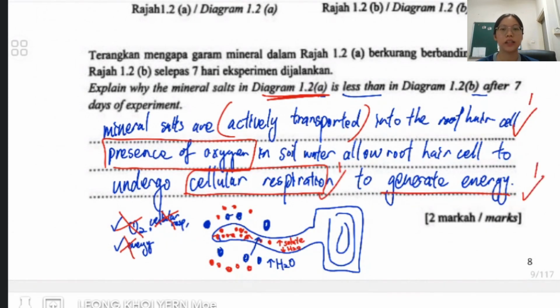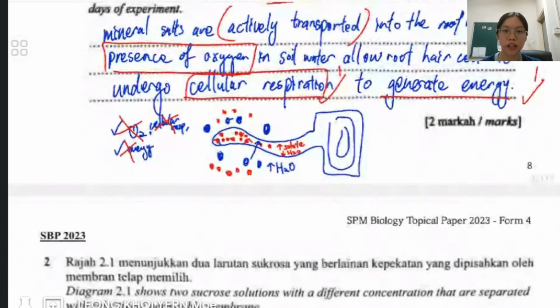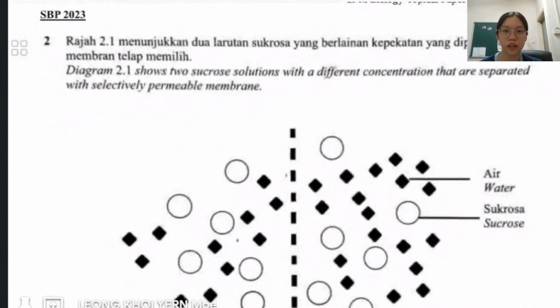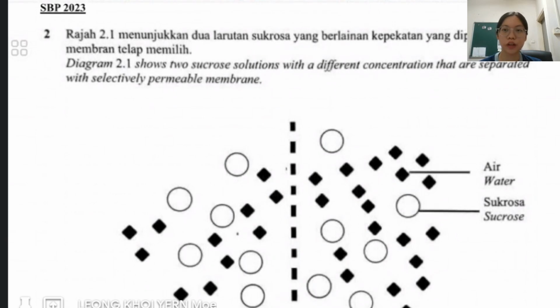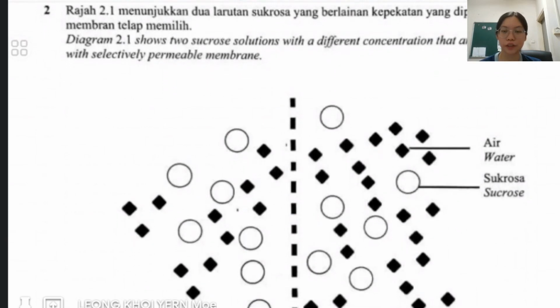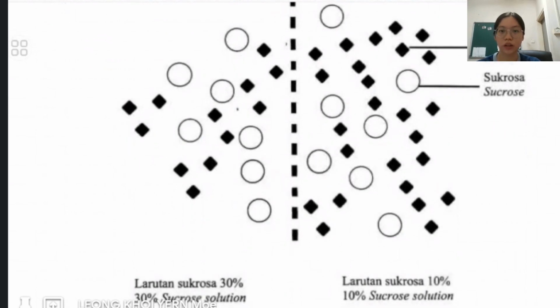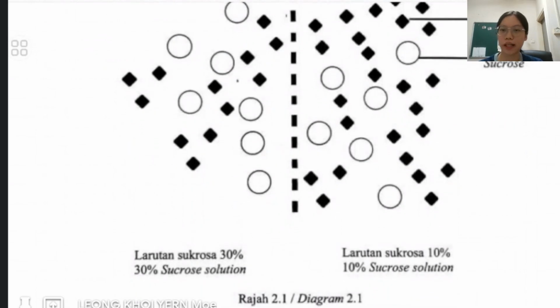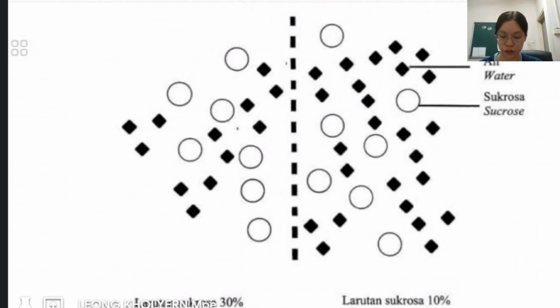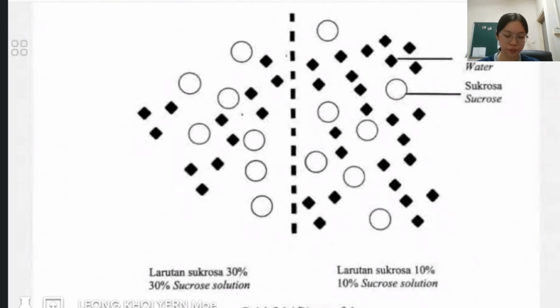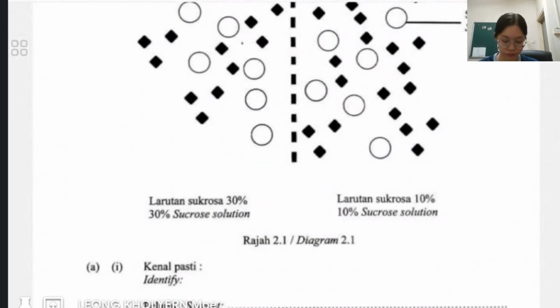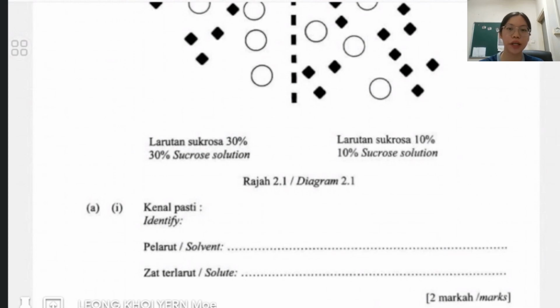Now let's take a look at the next question. It shows two sucrose solutions with different concentrations that are separated with a selectively permeable membrane. One has 30% and the other has 10%. The sucrose is the big molecule here. Then they want you to identify what is the solvent and what is the solute. So the solvent is the water.